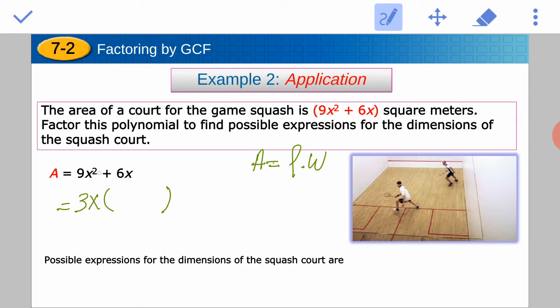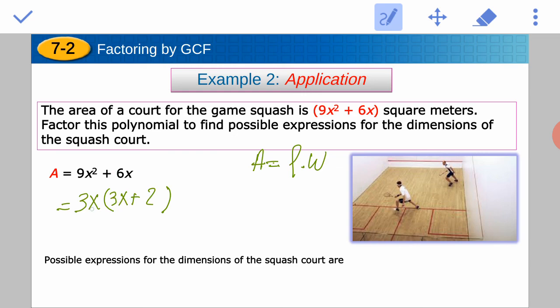How do we get the other factor? By division, or you ask yourself 9x squared is 3x times what? Yes, times 3x. And you copy the plus sign. 6x is 3x times what? Times 2. You can always check your answer by doing distributive property mentally. 3x times 3x, 9x squared, 3x times 2, 6x.